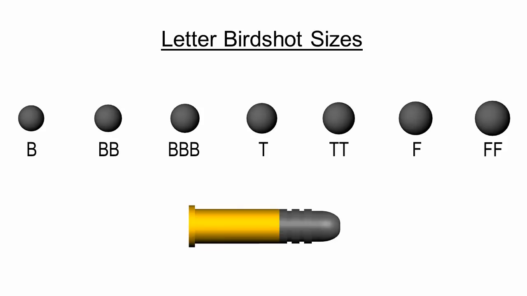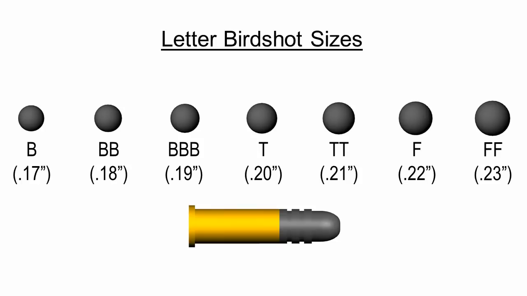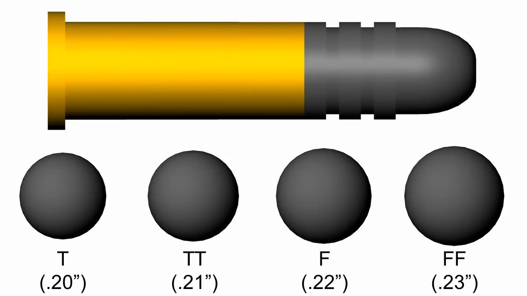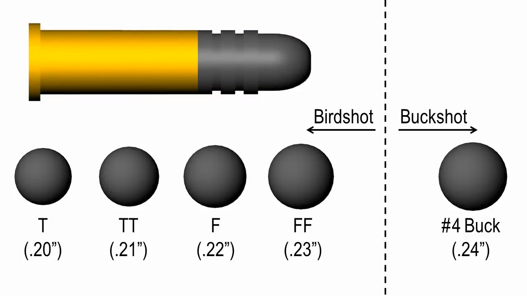There's no handy formula for these letter birdshot sizes, but they're not too tough to keep track of. Just remember that B shot is essentially number 0 at 17 caliber, then the other two Bs, the Ts, and the Fs follow in the usual 100th inch increments. The F sizes top off the American birdshot system. 1/100th of an inch above FF is the smallest buckshot size, 24 caliber number 4 buck. We'll start there next time.